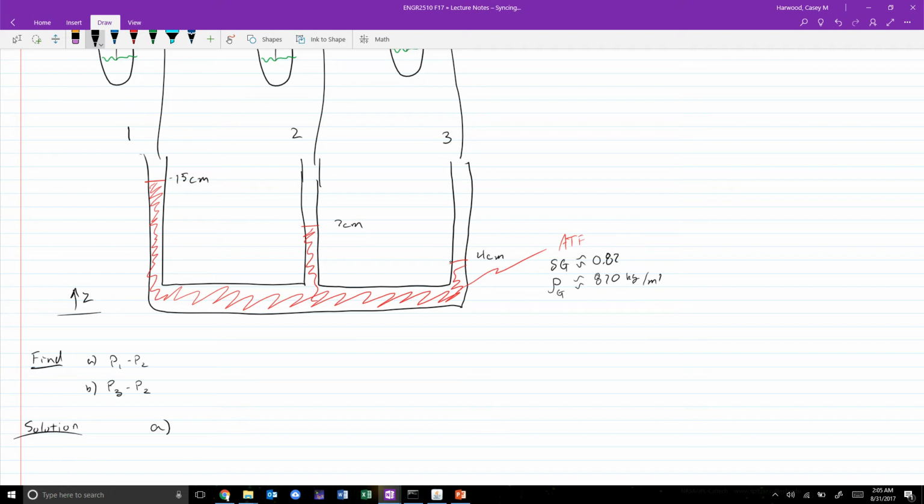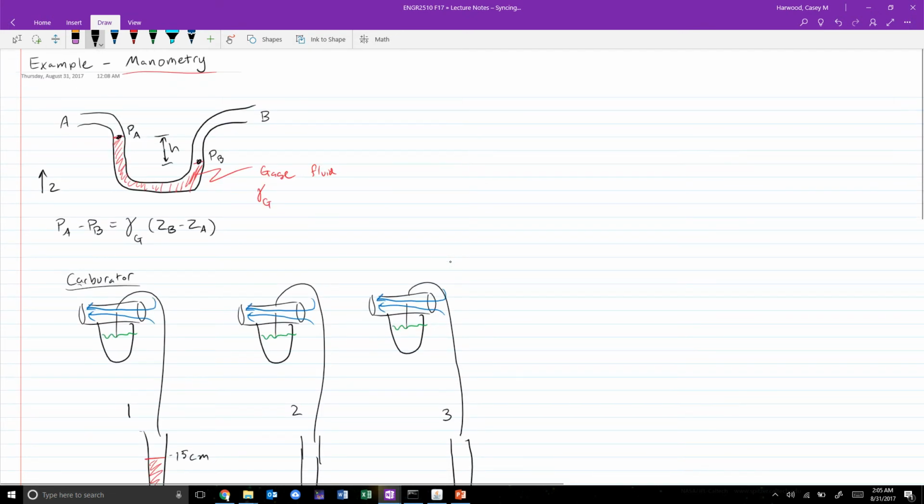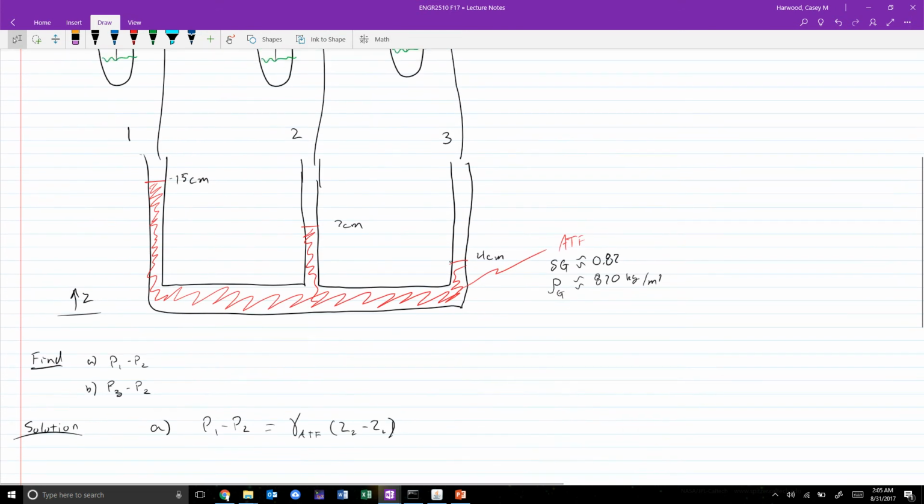Solution A. P1 minus P2 is simply going to be equal to, here it comes, gamma ATF times Z2 minus Z1. Hey, that's precisely the same equation we used when we only had 2 legs on our manometer, right? Well, that's the beauty of manometry: it doesn't matter how many legs you have interconnected. The pressure difference between 2 points is always going to be proportional to the height difference of your gauge fluid.